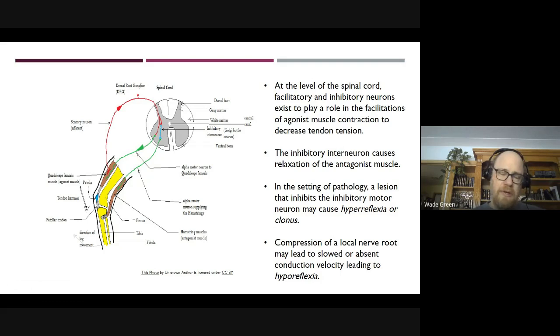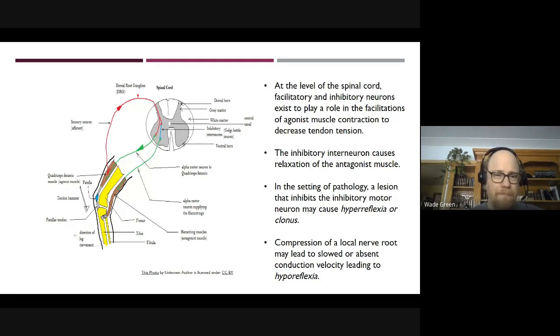Now let me ask a question. If we tap on the patellar tendon and we have a contraction of the quadriceps to stop the lengthening of the tendon and the muscle, what muscle do you think we have to inhibit to allow that to take place? Just looking at this diagram. The hamstrings? Bingo, the hamstrings.